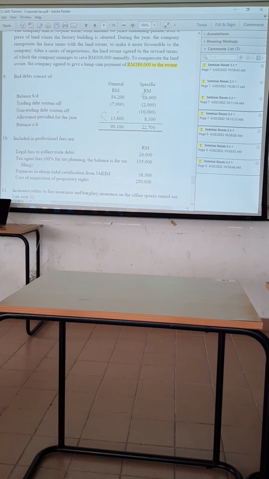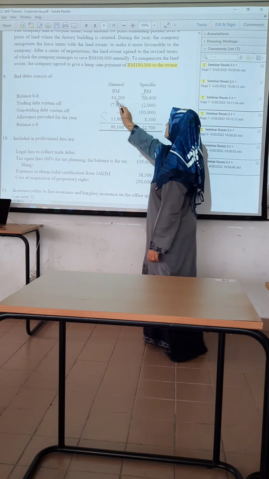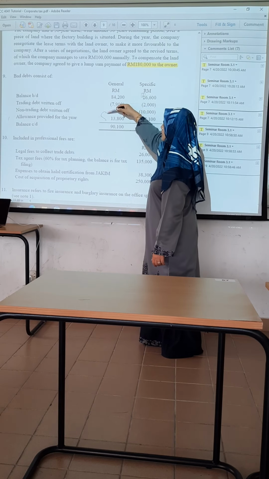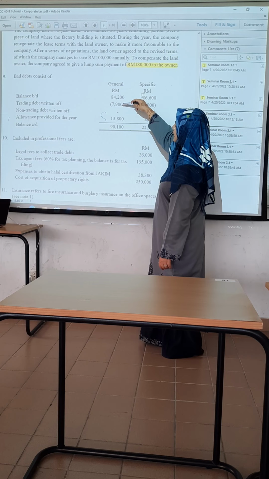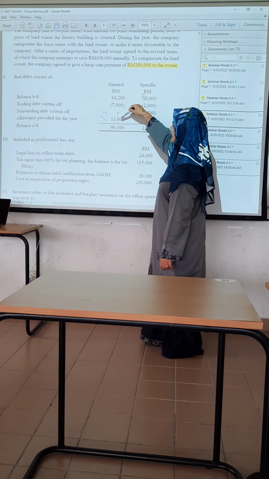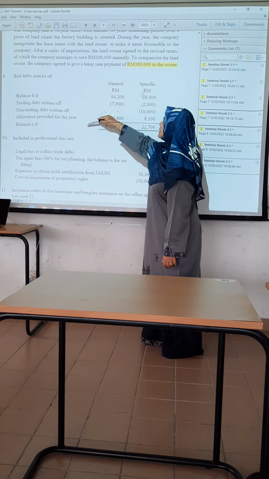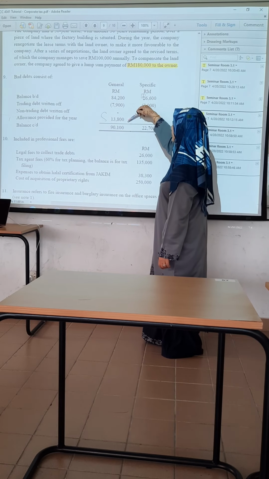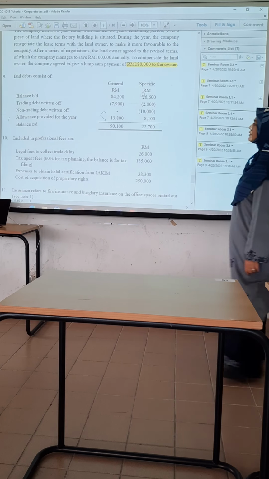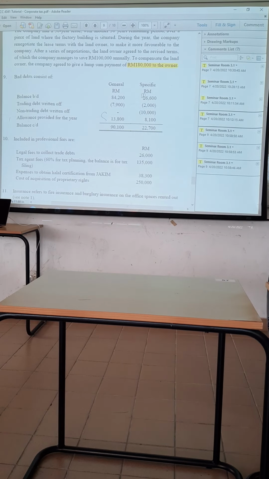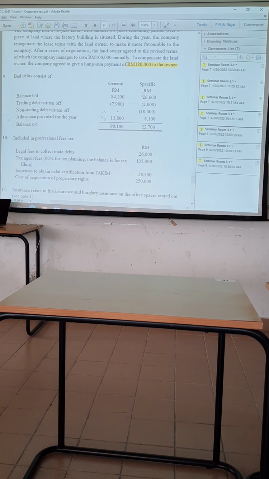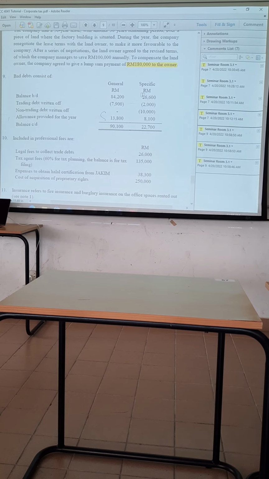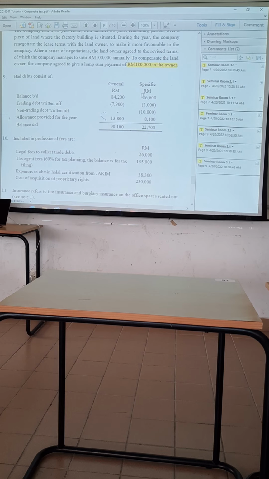The second method, look at the changes during the year. During the year, you write off 7,900 and then allowance provided for the year. Allowance here is the provision. So you take note of this. What is the net change here? 13.8 minus 7.9. How much? 5,900. Okay, 5,900 plus or minus? Plus, right? So add back 5,900.